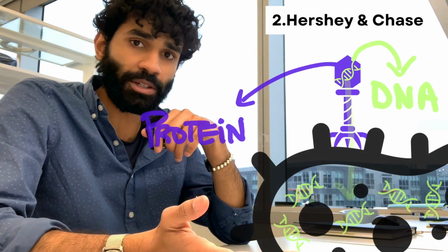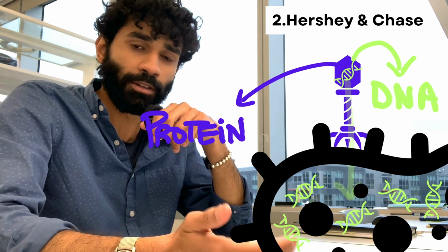And then you have Hershey and Chase. They were studying bacteriophages and bacteria. The whole point of the experiment was to show that the DNA component of the phages entered the bacteria and not the protein component of the phages. But how did they determine that? They grew phages in different media, and they labeled either the DNA of the phages or the protein of the phages.